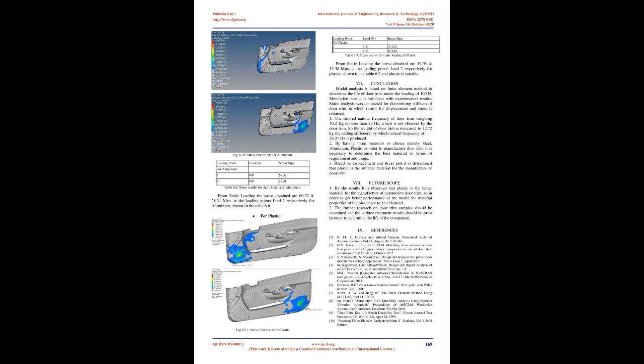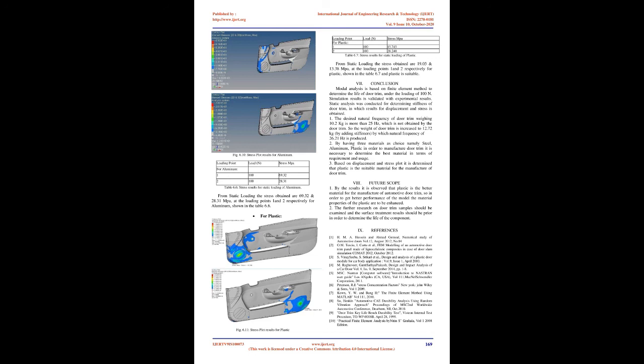For plastic. From the static loading the stiffness and displacement values are obtained as shown in figure 6.8, the stiffness in both cases is within the required 15 plus or minus 0.5 N/mm stiffness. So plastic is suitable. 2. Stress plot. For steel.